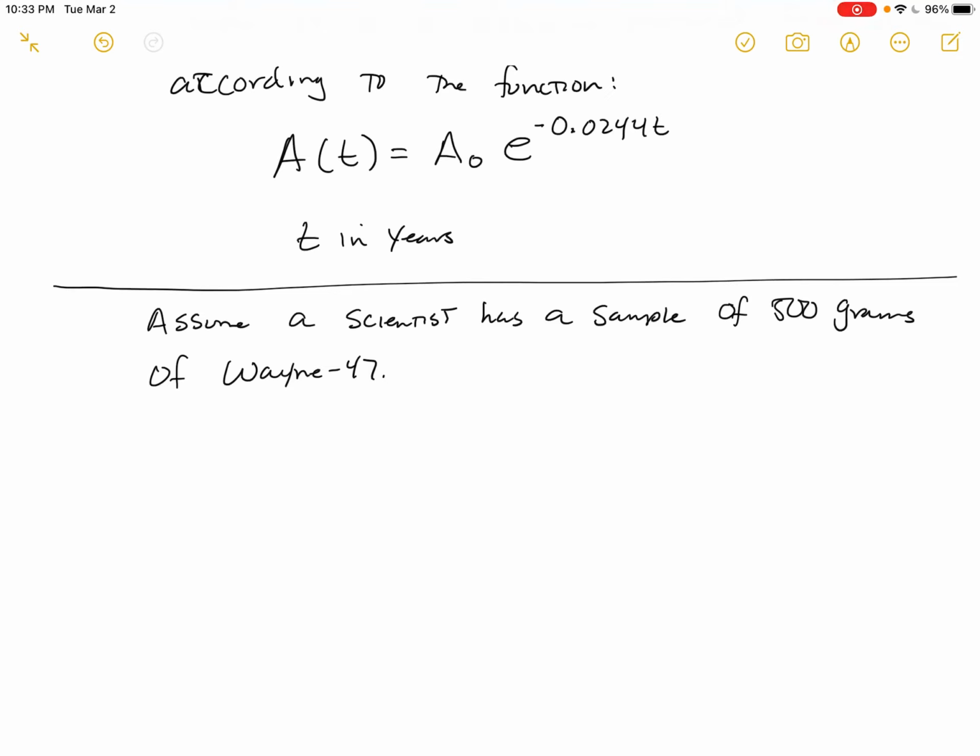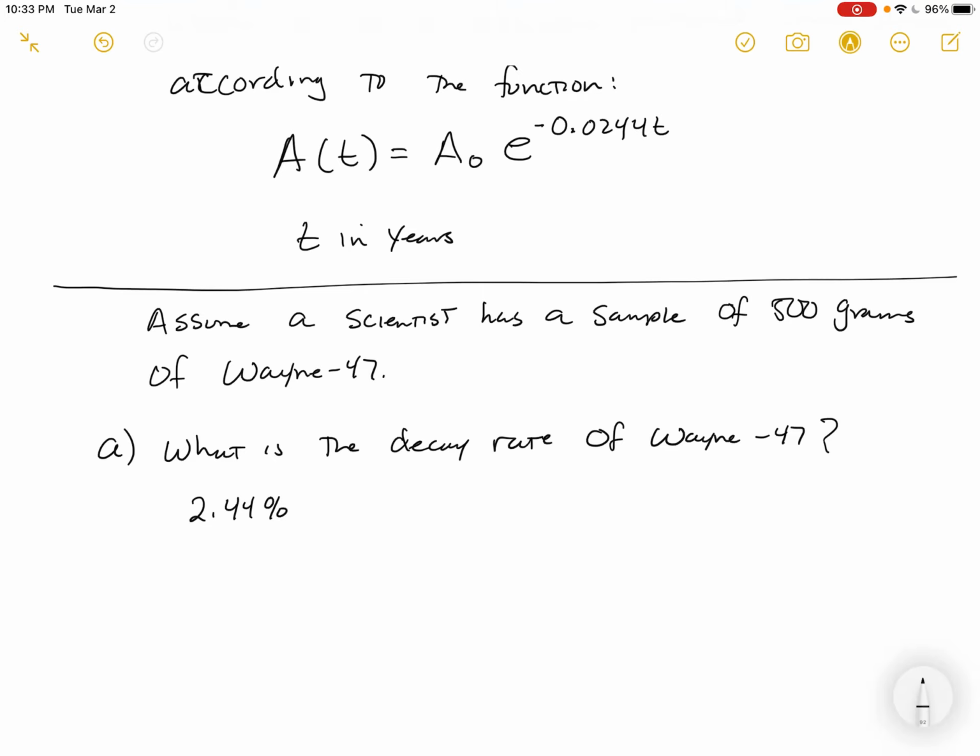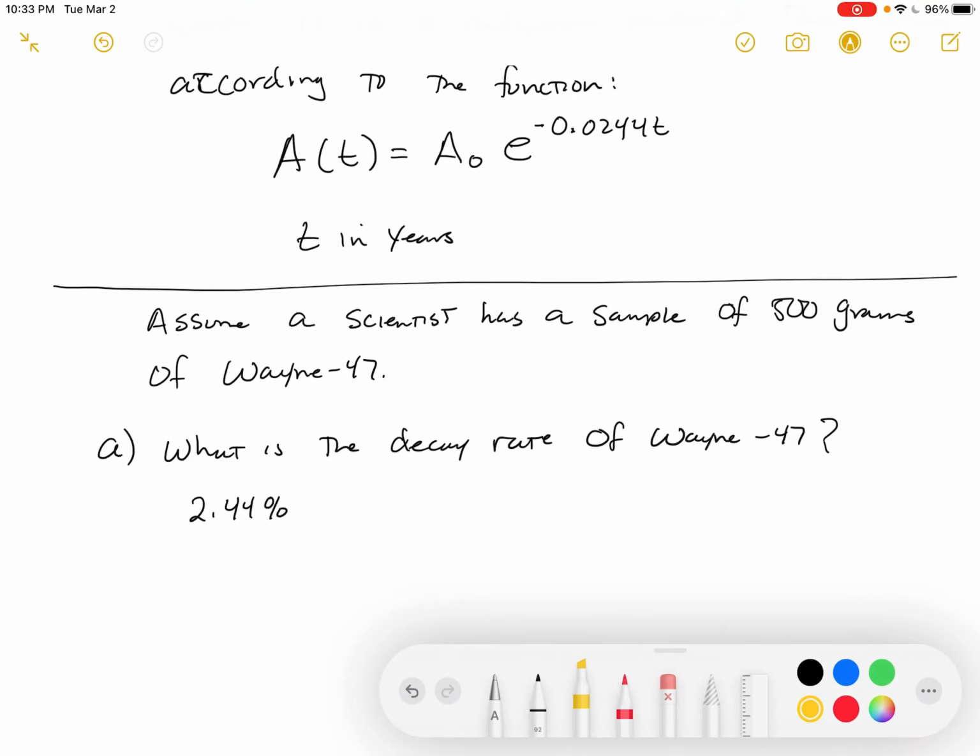So assume a scientist has a sample of 500 grams of Wayne 47. A, what is the decay rate of Wayne 47? Well, they just want to make sure you understand information. The decay rate, they want it as a percent. It is 2.44%. Do you see that happening? The decay rate is actually the k value.